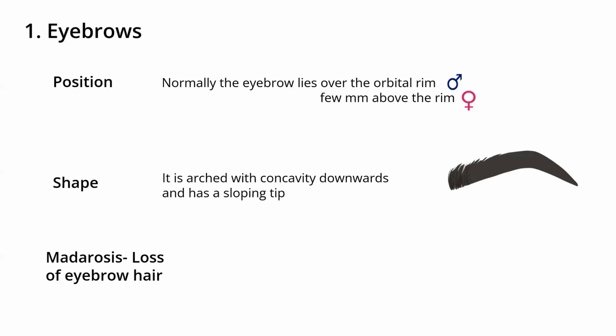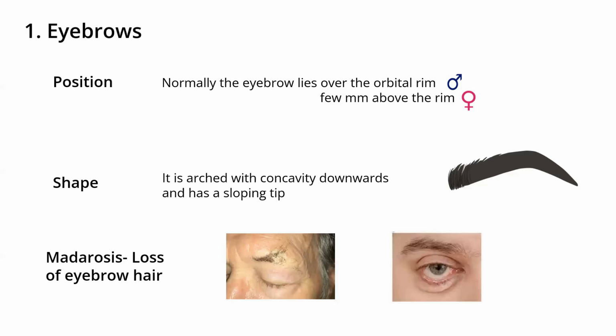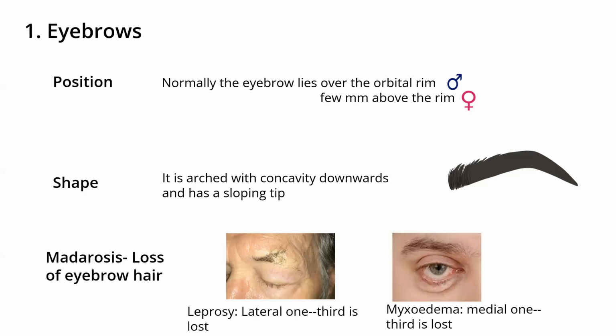What is madarosis? Madarosis is loss of eyebrow hair. It could be loss of eyebrow hair in the lateral aspect or in the medial aspect. So what are the causes? If the lateral one third is lost, it is usually seen in leprosy, and if the medial one third is lost, it is seen in myxedema. These are the systemic causes, but there can also be local causes for loss of eyebrow hair, such as trauma or infections, like folliculitis over the eyebrows, which can cause madarosis.